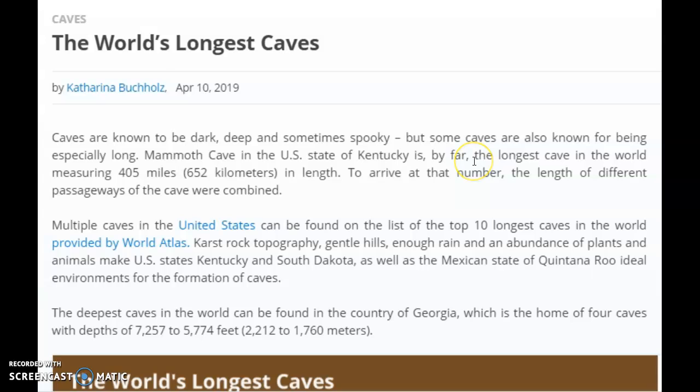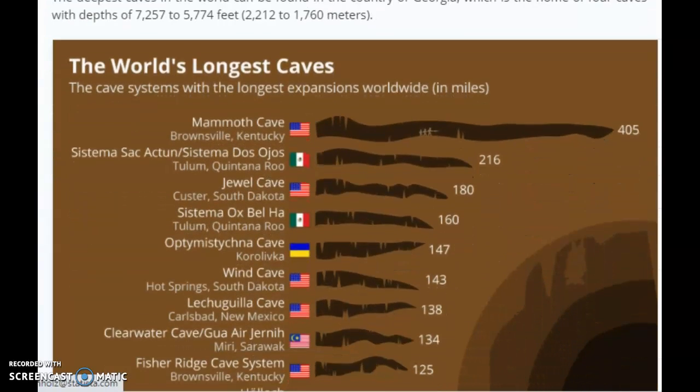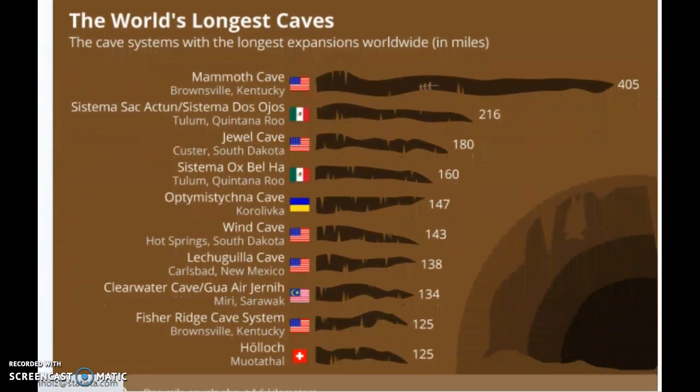So if this were my example, if I had read The World's Longest Caves, it says caves are known to be dark, deep, and sometimes spooky, but some caves are also known for being especially long. So I'm just looking at that detail, that first sentence right there. If you look, and I want to scroll down to look at this graph, that's the visual element that I'm using. So I would identify that my visual element is the graph.